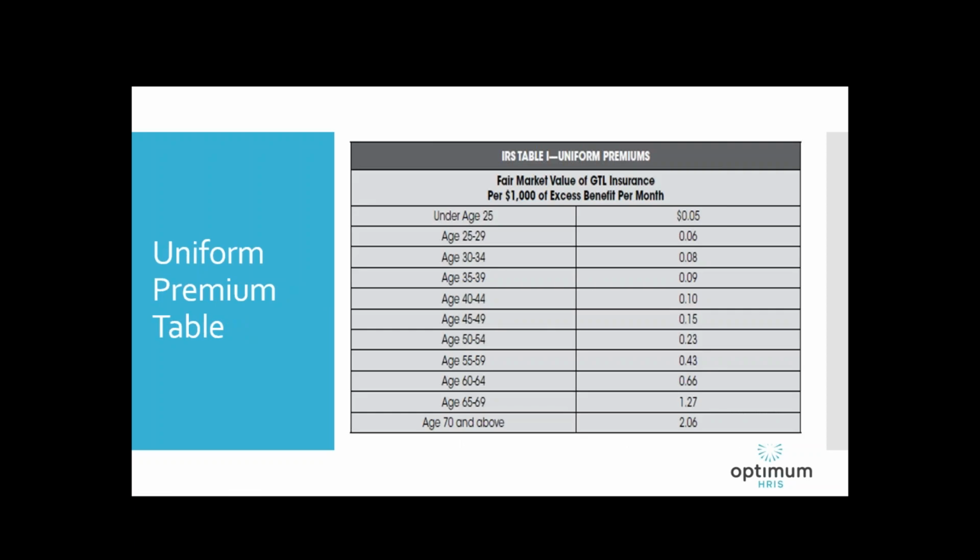Now, here is that famous IRS uniform premium table. Since it's life insurance, the table is based on the employee's age, and it gives a fair market value of insurance per $1,000 of excess benefit per month for each age range. Now, remember this. I'm going to say it again. It lists premiums per $1,000 per month for each age range. Because you're going to hear this again in just a few minutes, and it's very important in the calculation process. So having a copy of this table is the first step in making the calculations for the benefit.